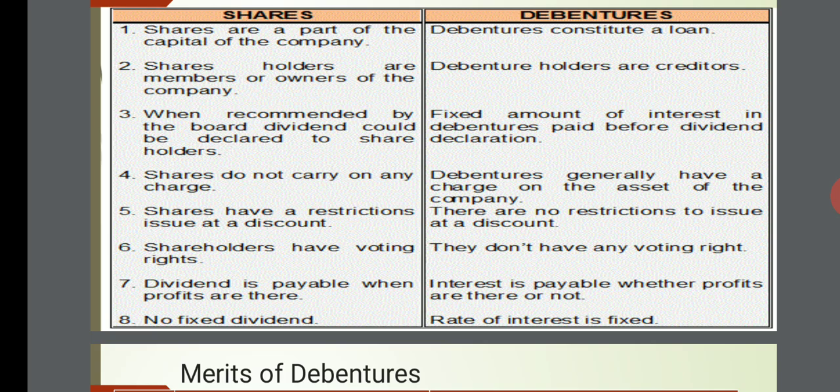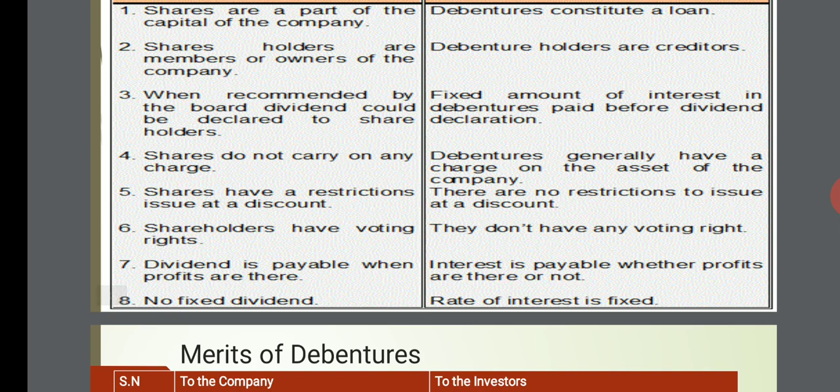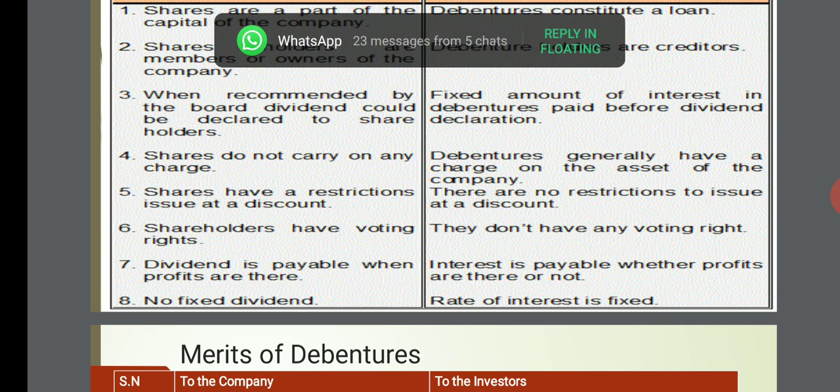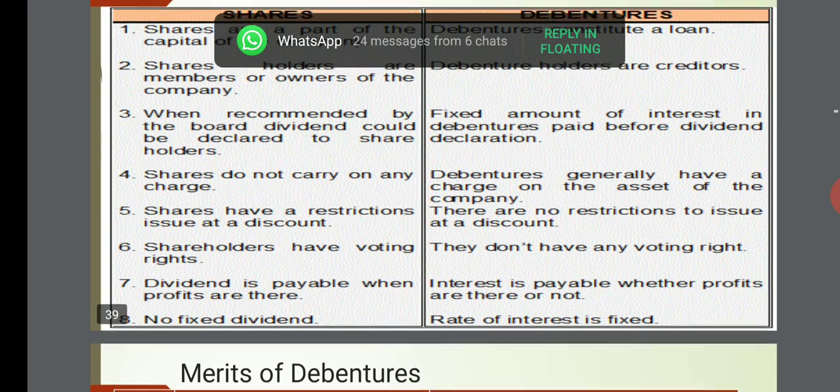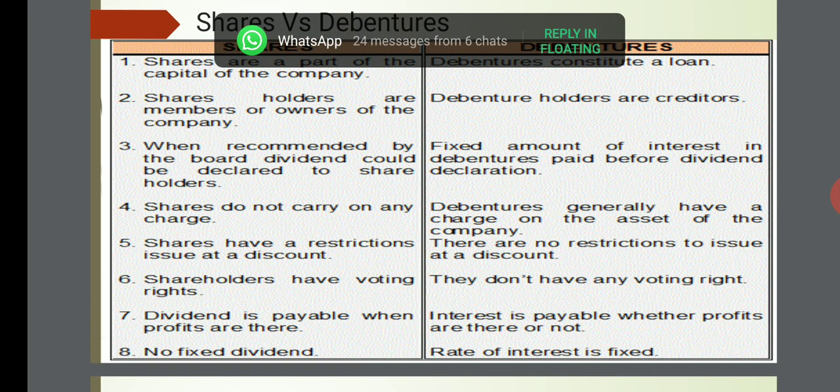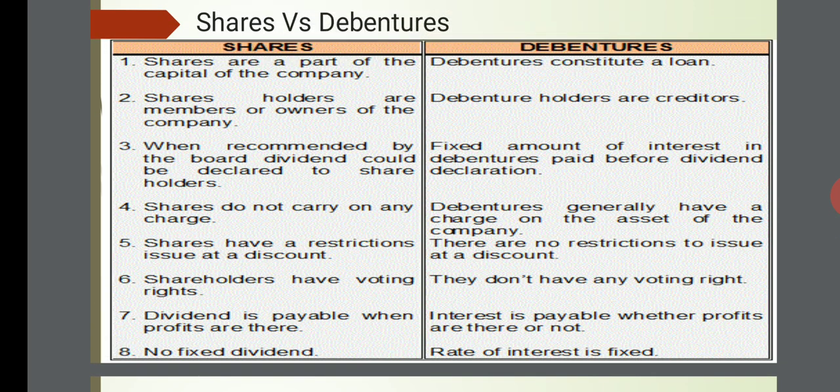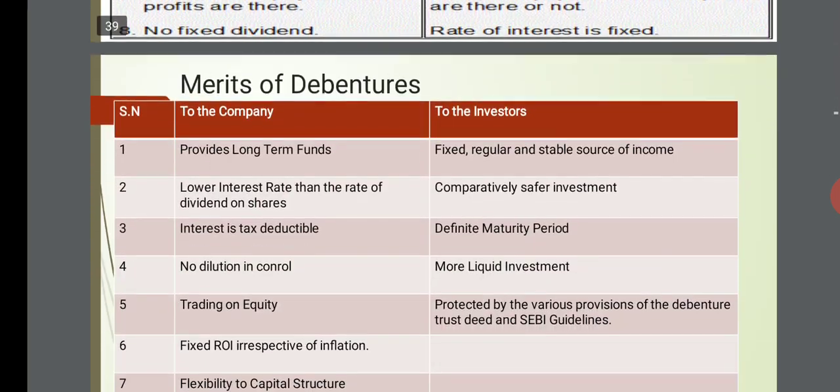Shareholders have voting rights. Debenture holders don't have any voting rights. Dividend is payable when profits are there. Interest is payable whether there is profit or not. And there's no fixed dividend, but the rate of interest is fixed in case of debentures. So this is the difference between shares and debentures.